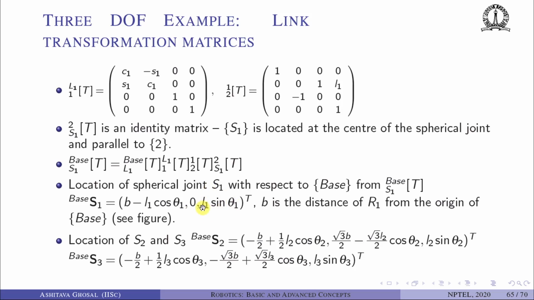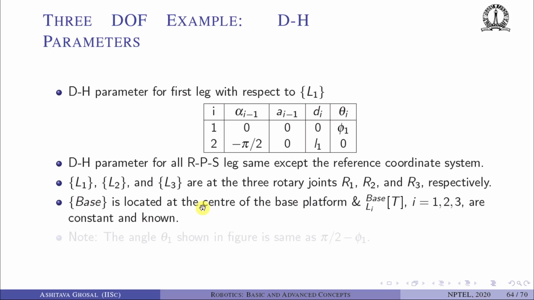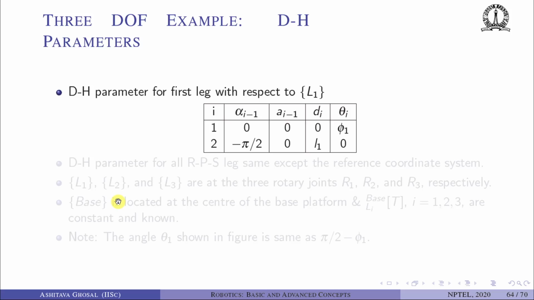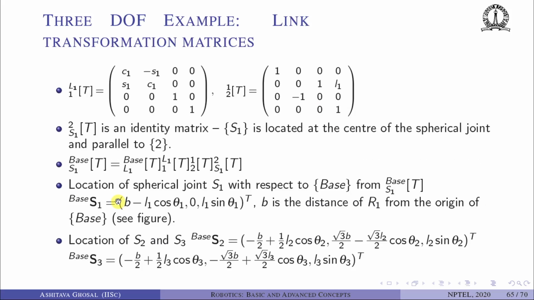Okay, does this make sense? More or less. You can go back and see the picture. So this distance is B, and this angle is theta 1. So L1 cos theta 1, so it will be B minus L1 cos theta 1. These 3 points lie in a plane. The y-axis is perpendicular to that plane, so the y-coordinate will be 0, and the z-coordinate will be L1 sin theta 1. So that is what is written here. B is the distance of R1 from the origin of the base.